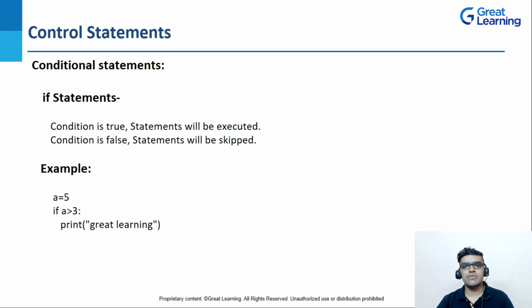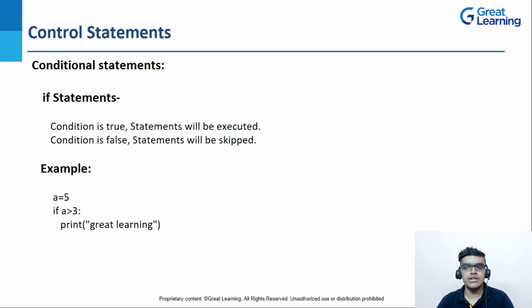So now in control statements, we are having conditional statements. Let's understand the if statement first. So if statement is simple. If the condition is true, then the statement will be executed. So let's take an example. Here you can see that a is equal to 5 and I have given the if statement: if a is greater than 3. So here a is equal to 5, and 5 is greater than 3, right? So as I told you, if the condition is true, then the statement will be executed. So here you can see that the condition is true, so it will print great learning.